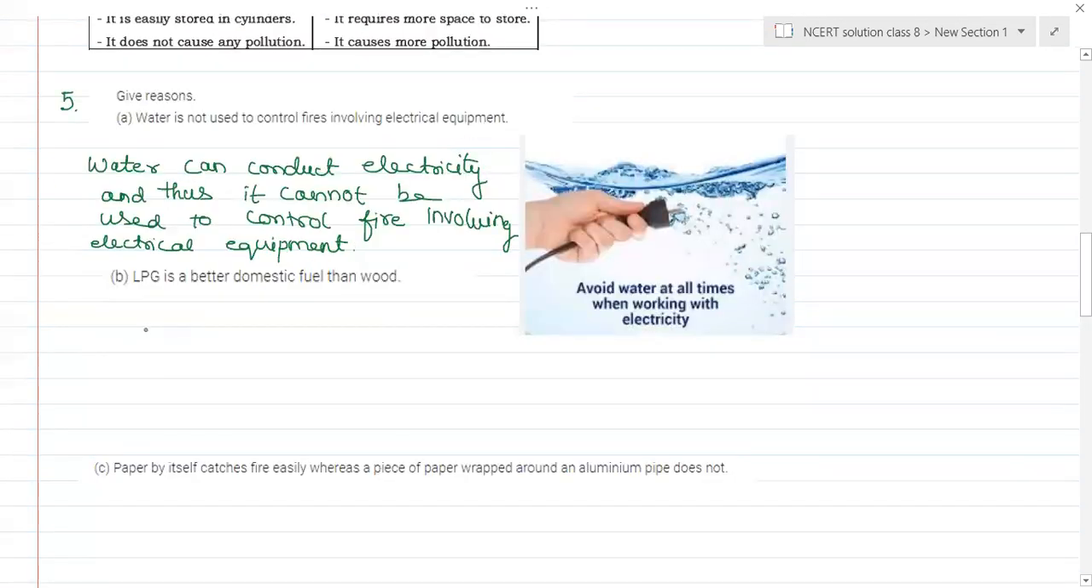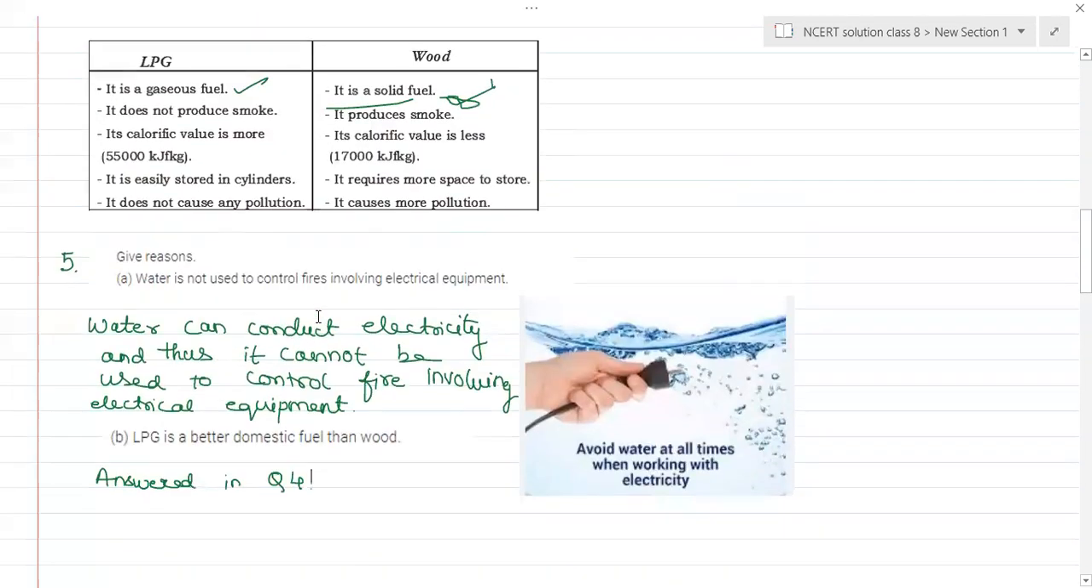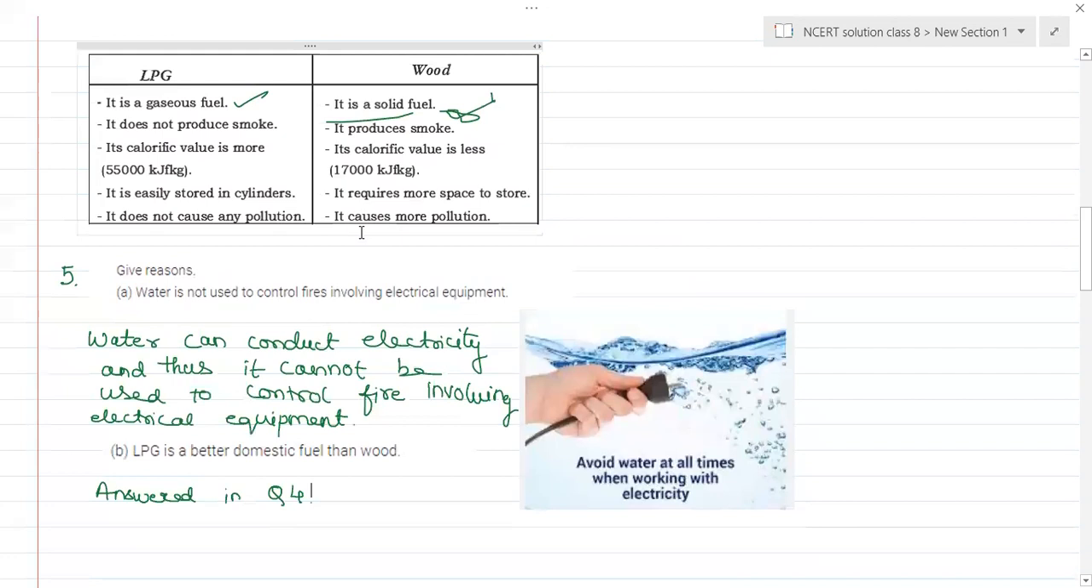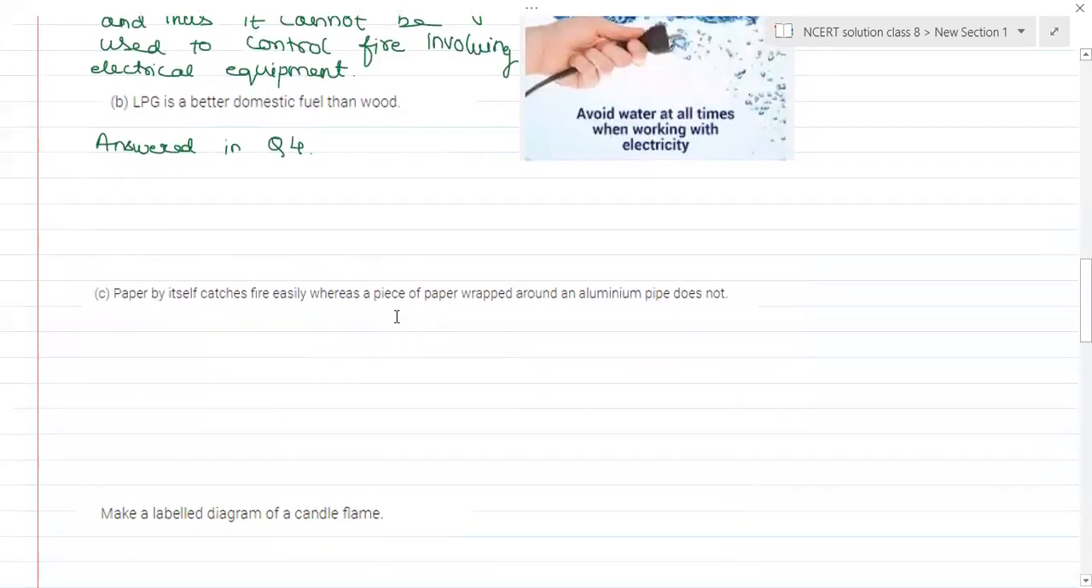LPG is a better domestic fuel than wood. This is answered in question 4. Now understand, you can't write like this in the paper. You will have to repeat this table or at least write how advantageous LPG is. But this is the same answer that you would like to give. LPG is a gaseous fuel. It does not make smoke. It has high calorific value. It is stored in cylinders and it does not cause any pollution.